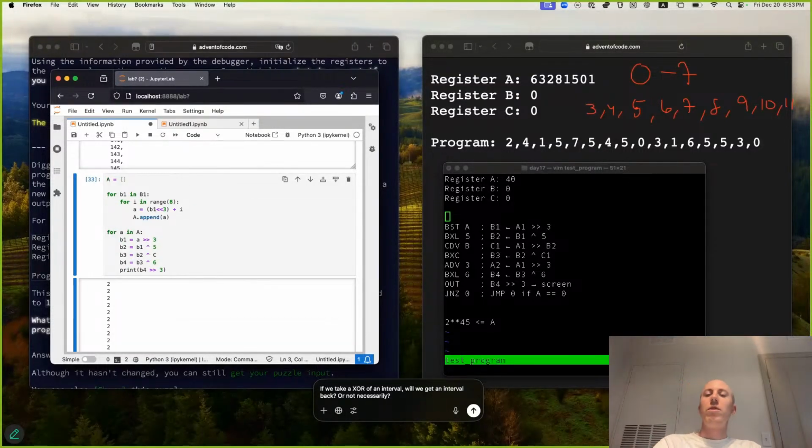All right, so interesting. So I guess you do. If you go wide enough, then you always get an interval. But if you only take a small enough set of it, then you might not get an interval back.